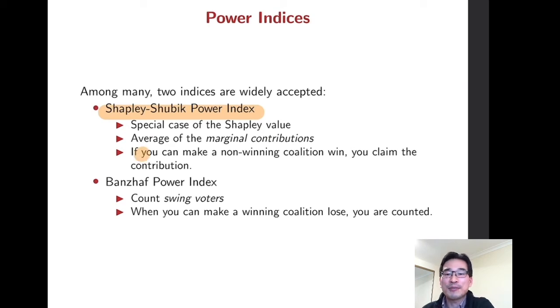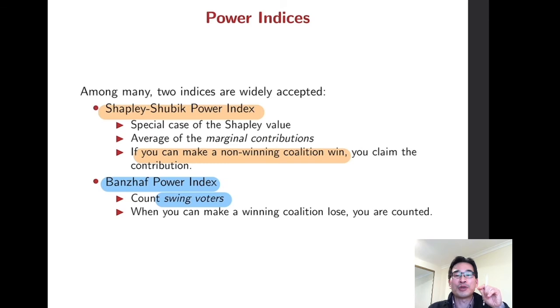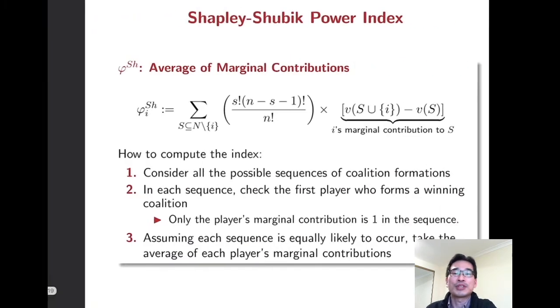If you can make a non-winning coalition win, then you can claim the marginal contribution, which is 1. And there is another widely used power index, the Banzhaf power index. It's much easier than the Shapley-Shubik power index in computation. It counts swing voters. So what's a swing voter? If you can make a winning coalition lose by dropping out, then you are a swing voter. So you can count it. I'm going to explain those two important power indexes with an example.